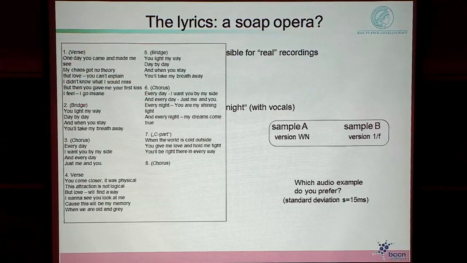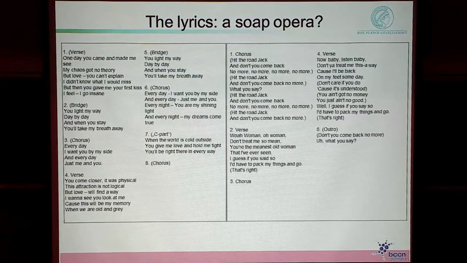Now, I thought this was something I should know. Well, but then I thought maybe I could compare this with Ray Charles. And it's actually not so different.